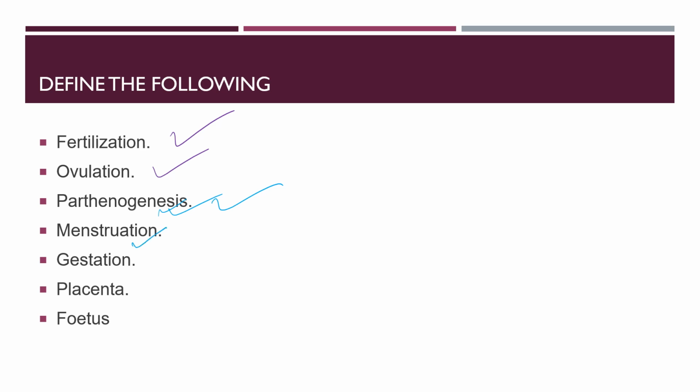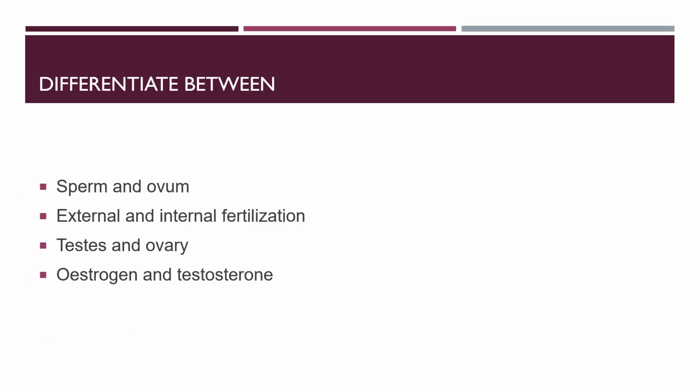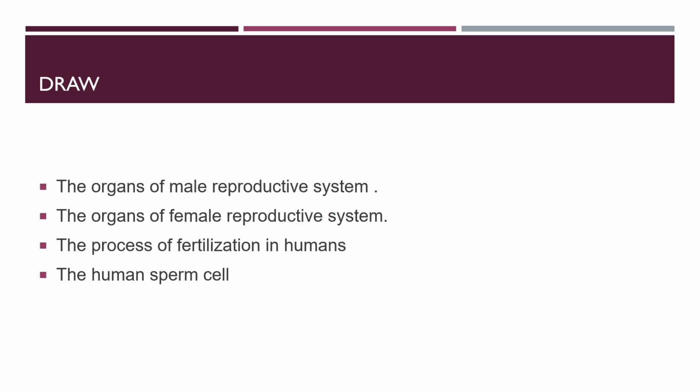What is menstruation, what is gestation, placenta and fetus? These are all very important for your exam, so these types of definitions can come. Then you can get differentiate between ovum and sperm, external and internal fertilization, testes and ovary, estrogen and testosterone.